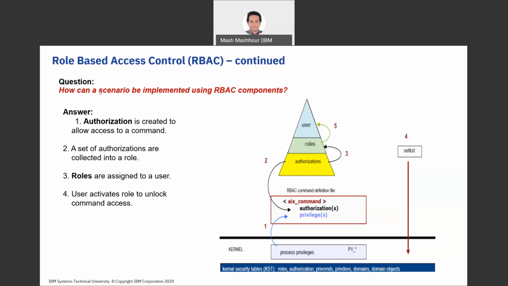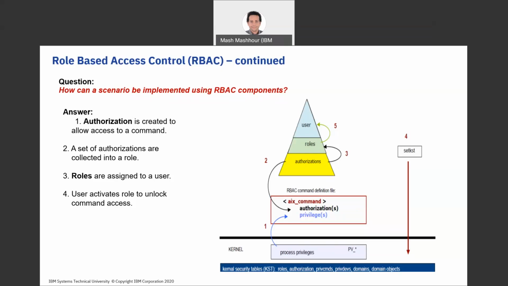So look at the question. How can a scenario be implemented using the RBAC components? So if you are talking about the procedure, the answer is, first thing, you create an authorization. And this authorization can be ready-made from AIX, so you don't have to create it, or you can create a specific authorization and attach it to a specific command itself.